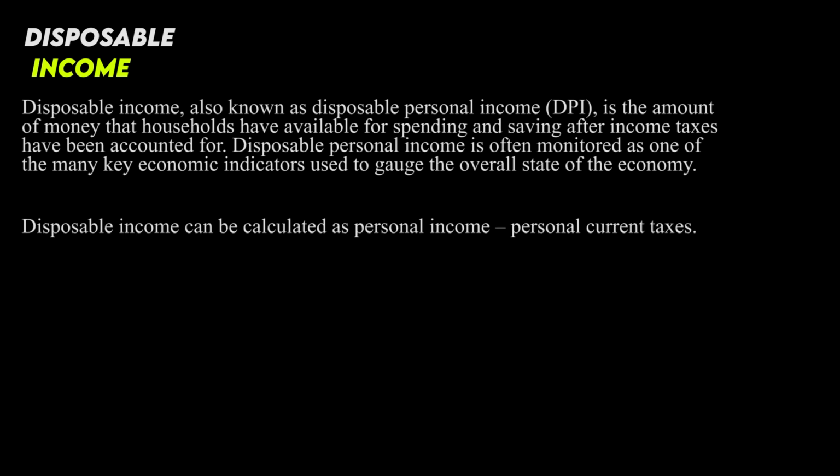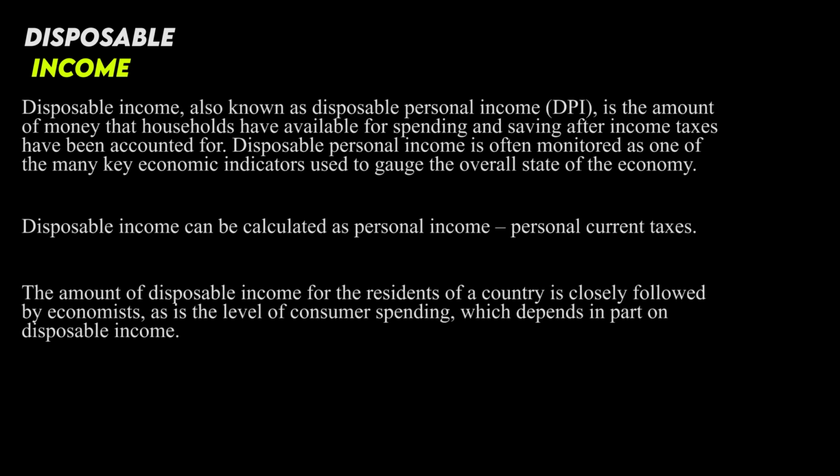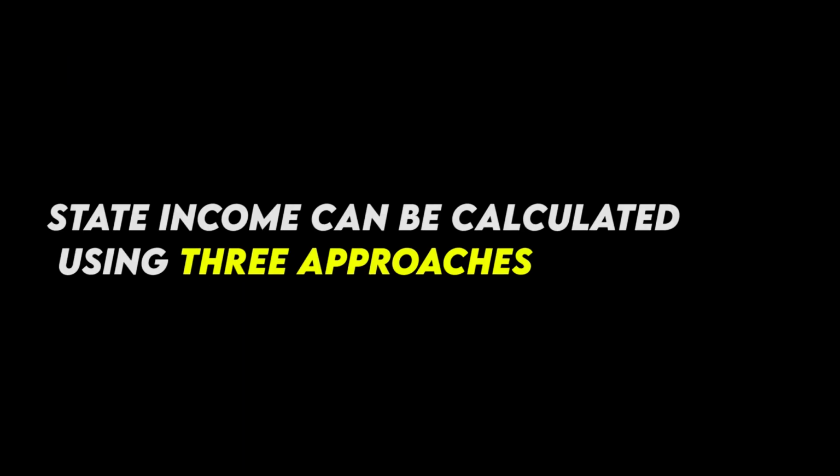Disposable income can be calculated as personal income minus personal current taxes. The amount of disposable income for the residents of a country is closely followed by economists, as is the level of consumer spending, which depends in part on disposable income. National income can be calculated using three approaches.